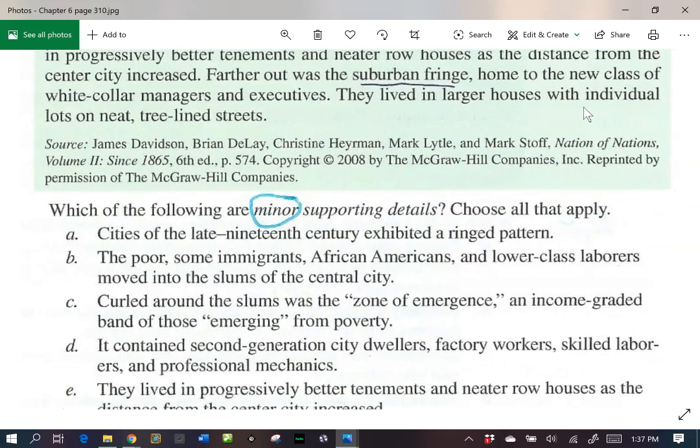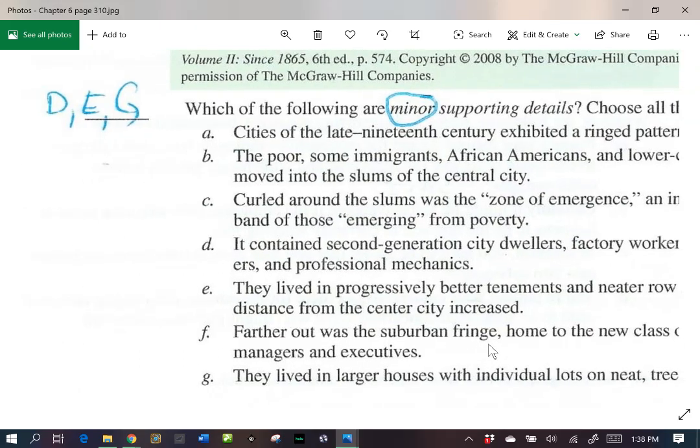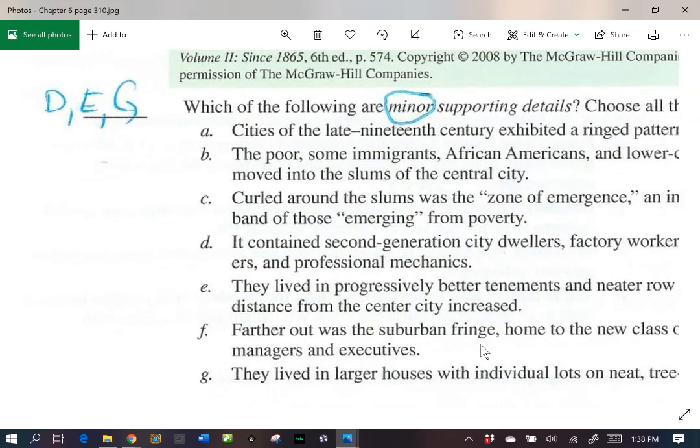So if we look at our choices, A is our stated main idea, so it's not A. B and C are ring 1 and 2, so it's not those. But D definitely will, and so will E. Those describe that second ring. And then F is our third ring, so that's a major detail that doesn't work, but G does because it's a minor detail describing that suburban fringe. So the answers for this one are D, E, and G.